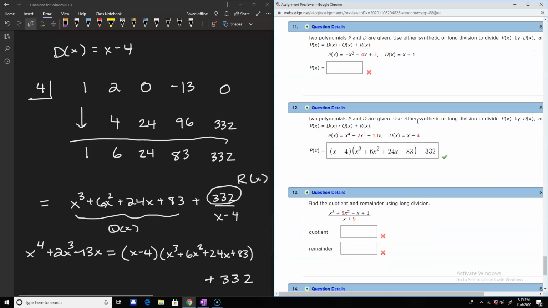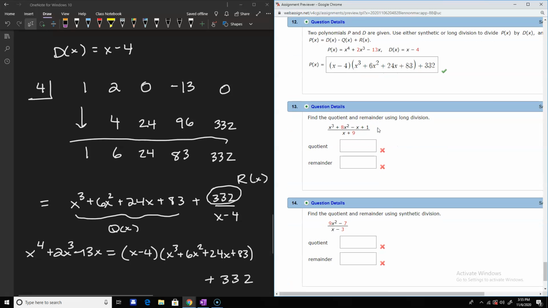Okay, yeah, so we got it correct. So that's good that we caught that. So 11 uses that same format. But then when you look at 13, they just want the quotient and the remainder. But you're still just doing synthetic division.